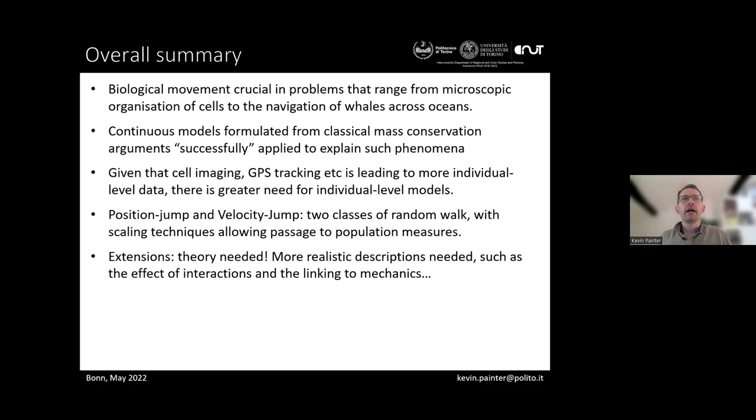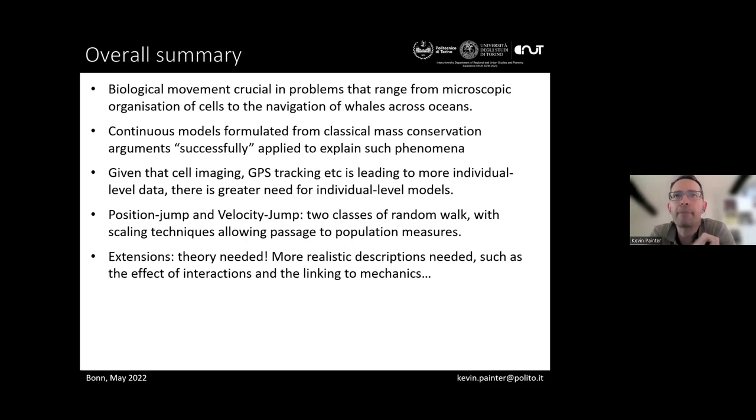But there are lots more extensions that we need to do. There's a lot more theory that's needed in these. And again, I know that a lot of people in the audience are working on those, so you've got lots of expertise on these sorts of problems. We need much more realistic descriptions. The effect of interactions is something that I completely glossed over. What happens if your individuals are interacting? That becomes a lot more complicated.